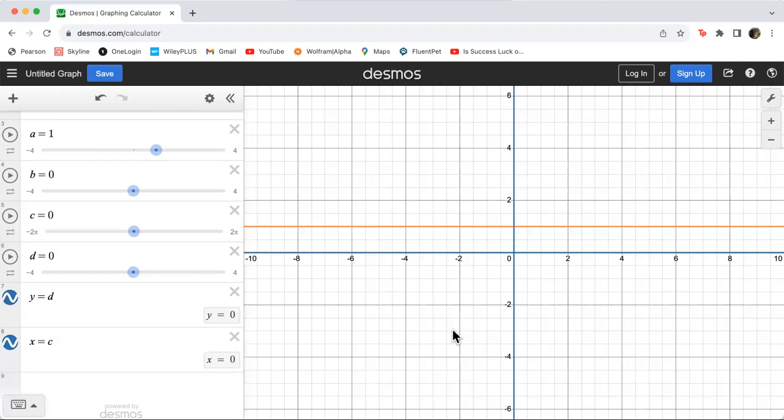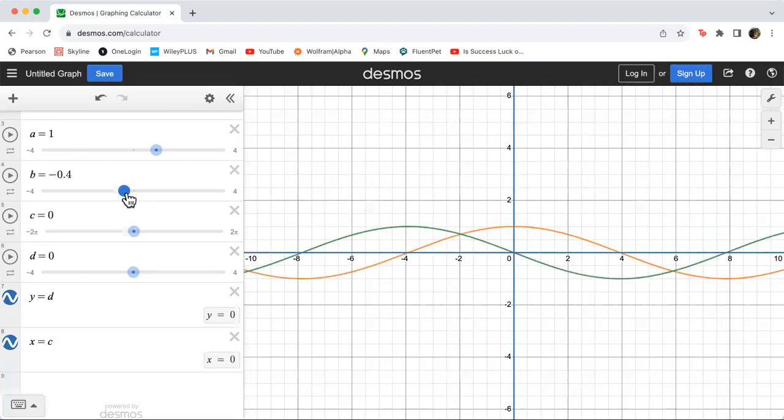What I will leave you with, the question I will leave you with, is what's going on when b goes negative? That's the question. So that's the thing. b is adjusting the period. The period is equal to 2 pi divided by b. We saw that on Desmos when we set b equal to 3. We saw that one cycle was 2 pi divided by 3. So the period is 2 pi divided by whatever b is.